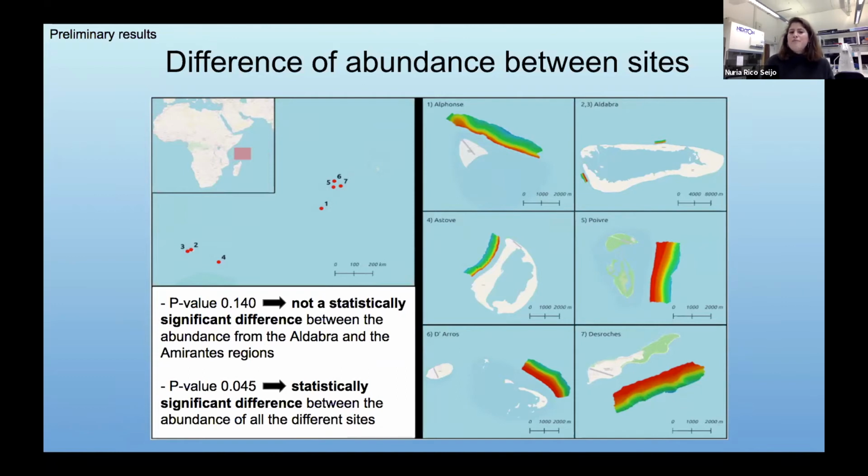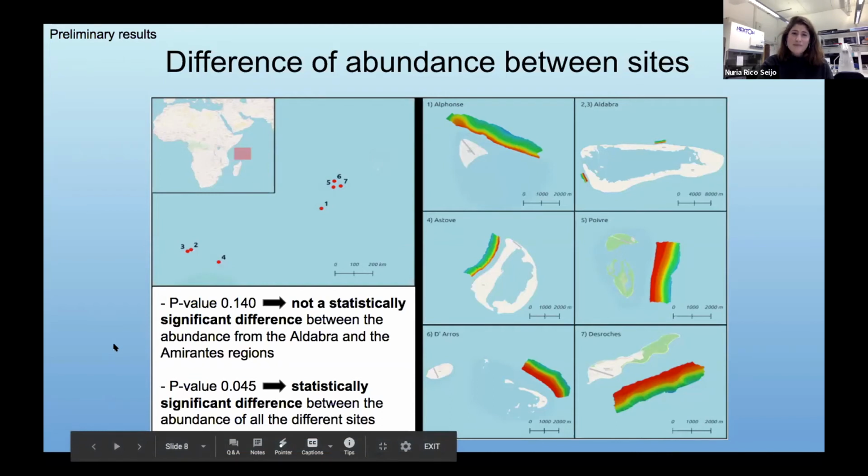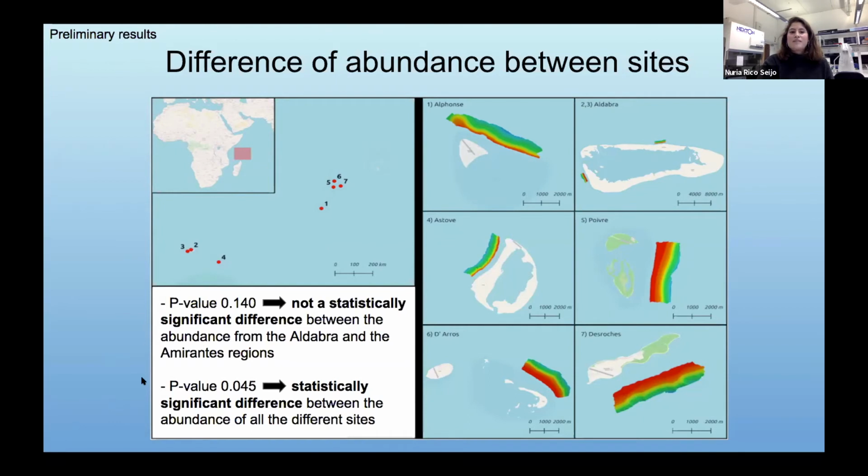But then we asked, what about differences between all sites? We did an analysis, and we did find a statistically significant difference, which was mostly driven by Astove. It was most of the time different from all the other sites, which will be something curious to look at in the future. Again, since these are all preliminary results, they're not really telling us what's going on, but we have to do further studies to look into it.